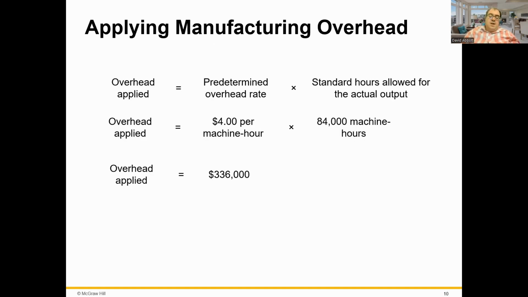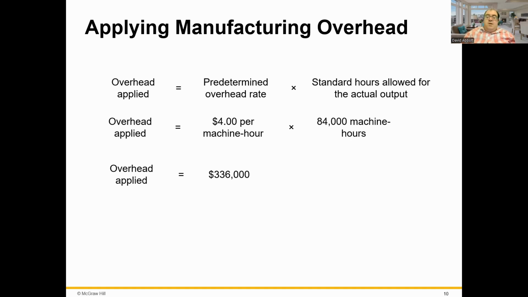Now, the total overhead applied to work in progress, 336,000, is computed as we see here on this slide. Notice that the standard hours allowed for the actual level of output is used to apply overhead to work in progress. In the job order costing chapter, we used the actual level of activity to apply overhead costs to work in progress. The different approaches arise because we're using a standard cost system in this chapter, and with the job order costing chapter that we looked at, we were using the normal costing system.